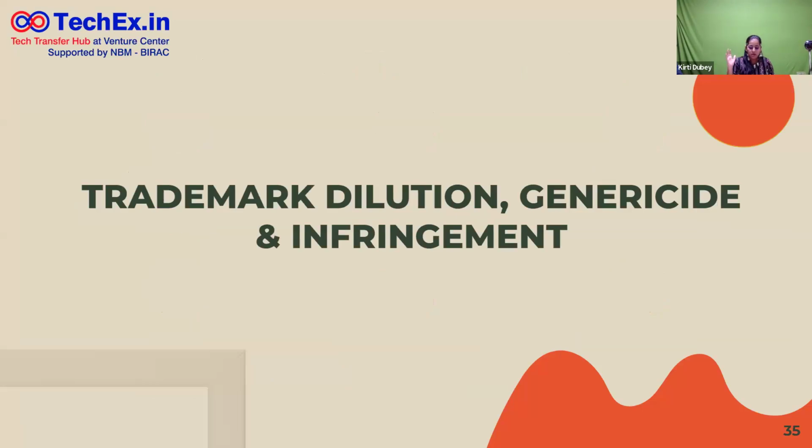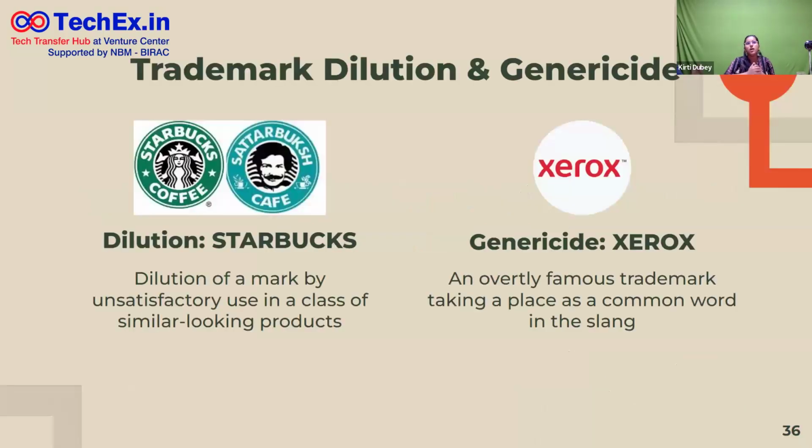Now we'll be talking about trademark dilution, genericide, and infringement. Now these are the phenomena which are not good for trademarks and hence are to be avoided. So, trademark dilution. Trademark dilution is more on the surface of trademark infringement, but it is for famous marks.